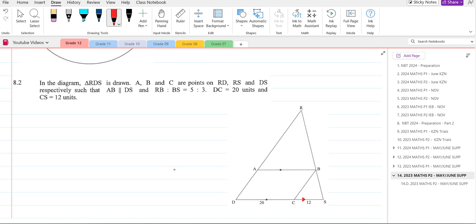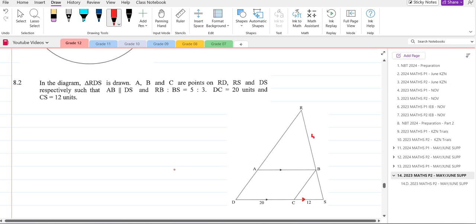RB to BS is 5:3. So write 5x is to 3x. 5:3. DC is 20, and CS is 12.